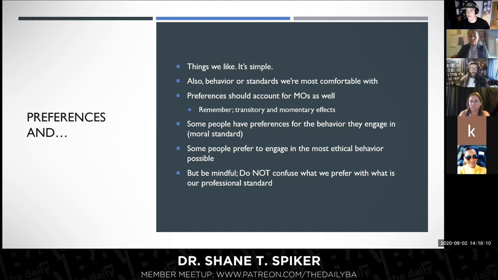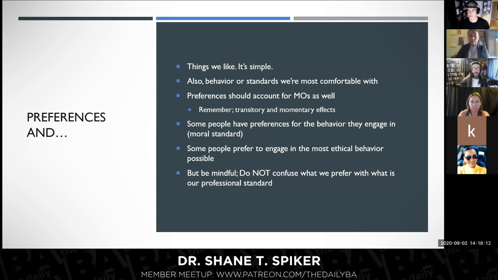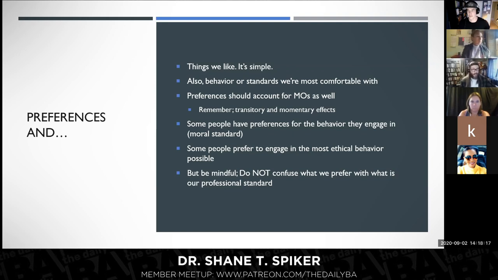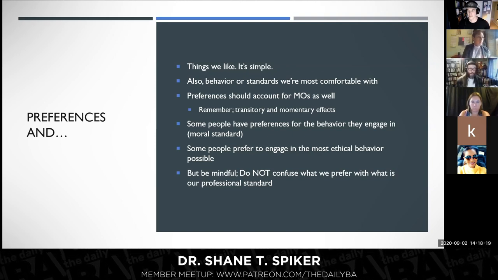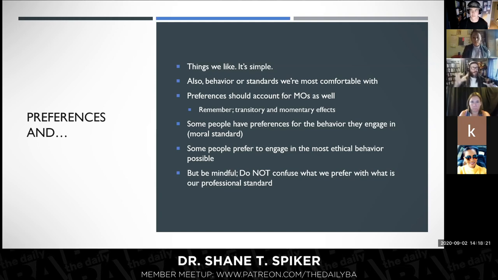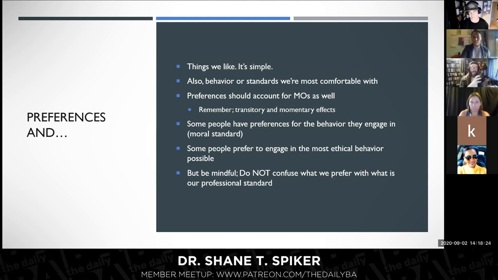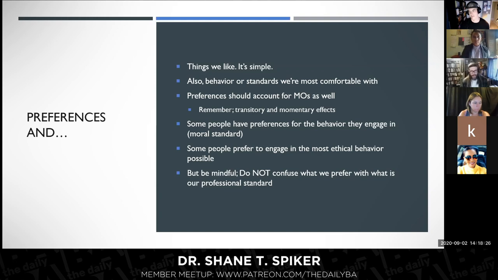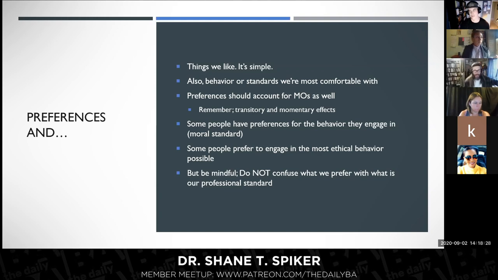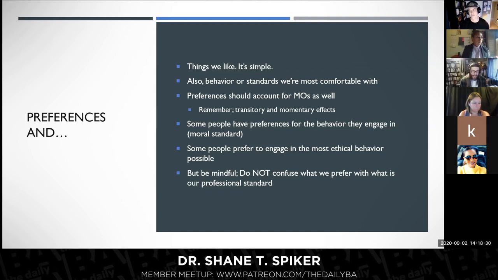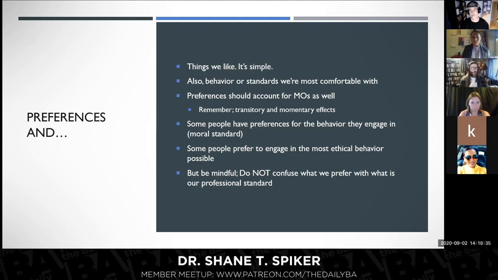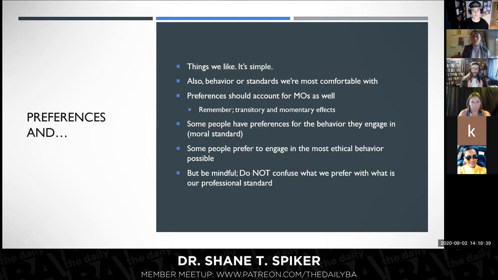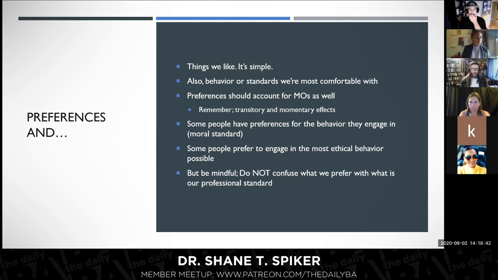And some people have preferences for behavior they engage in. Like, I have preferences for what I expect a behavior analyst to do. I have preferences for what supervision should look like. I also have ethical standards for what supervision should look like, but my preferences, my ethics standards, and my morals all kind of collide within that space. What we have to be mindful of is that we cannot confuse what we prefer with what our professional standard is. What we prefer and what our standards are are two very different things. They probably overlap, but they come from very different places.